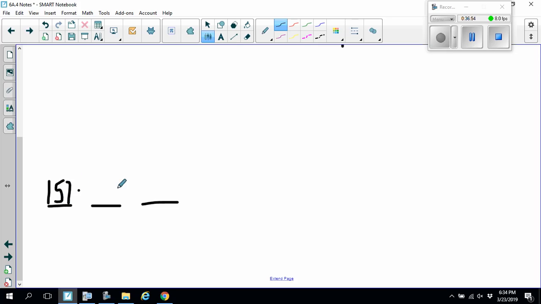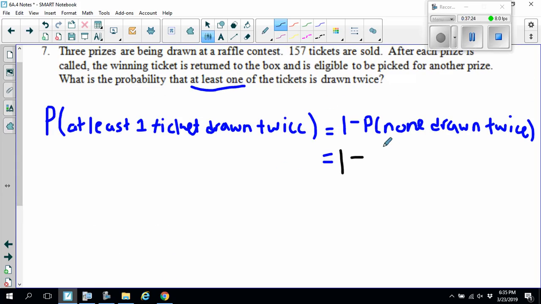But if these tickets cannot be drawn twice, meaning they can only be drawn once and that's it, then for the second prize, we can't reuse that raffle ticket. So now there's really only 156 options left for the raffles. And then for the third prize, the first 2 tickets can't be drawn again. So that means we really only have 155 raffle tickets left. So this is going to be in the numerator of our probability. So we're going to have 157 times 156 times 155.